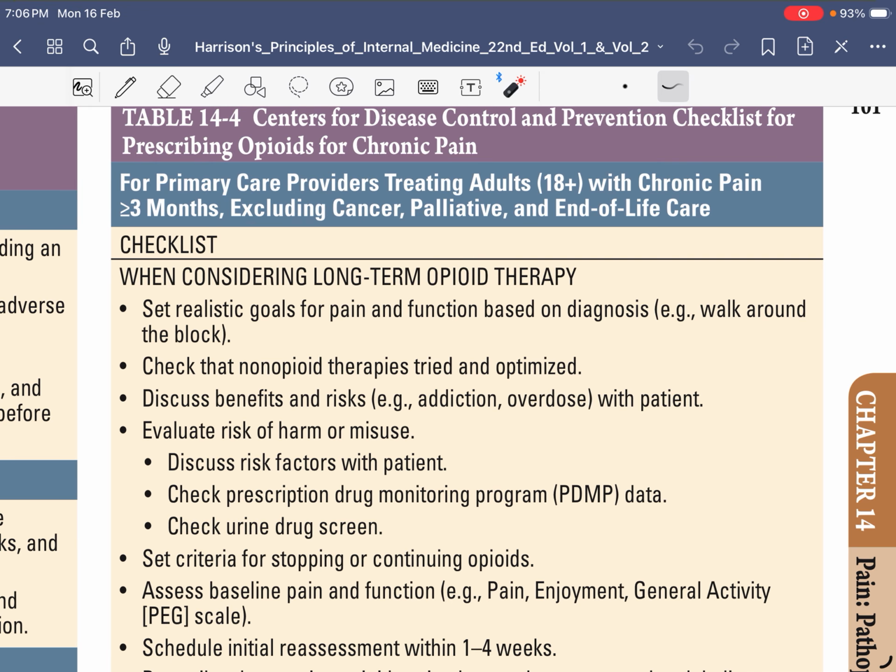Checklist when considering long-term opioid therapy. Set realistic goals for pain and function based on diagnosis, for example, walk around the block. Check that non-opioid therapy has been tried and optimized. Discuss benefits and risks, for example addiction and overdose, with the patient.